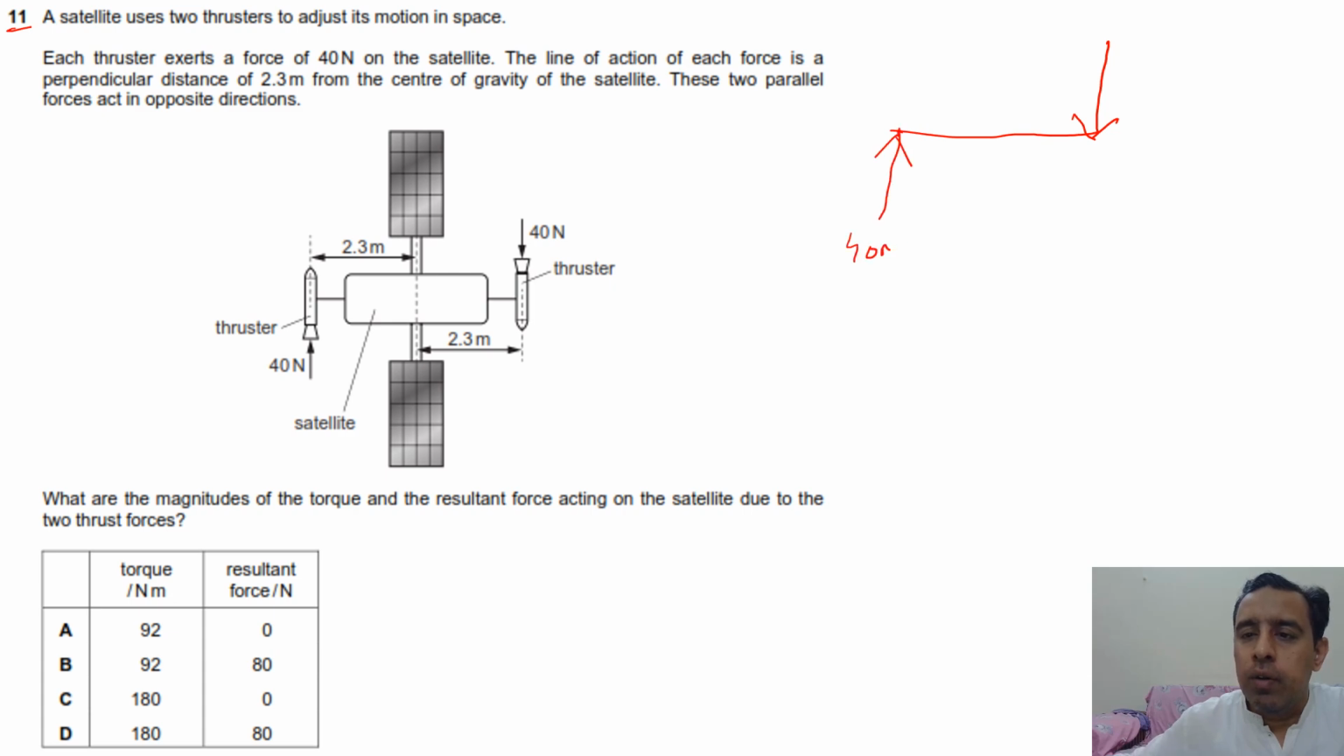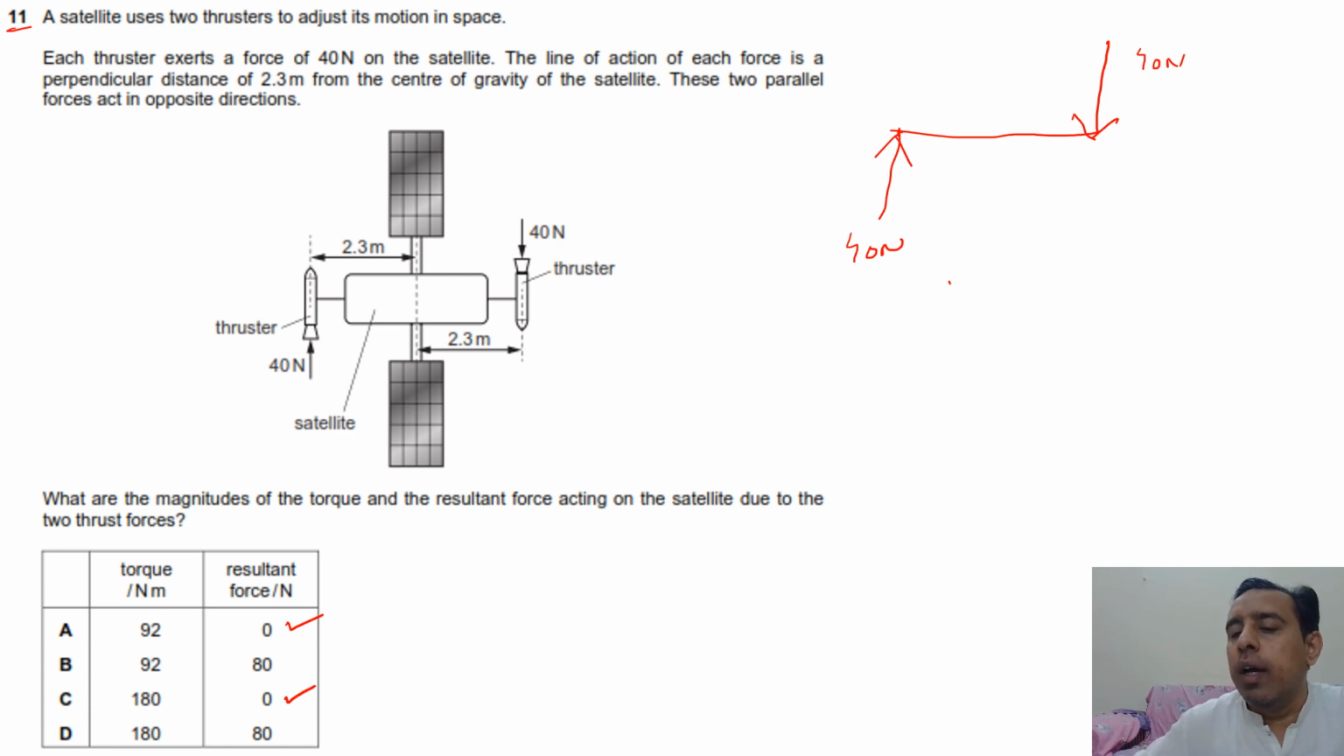So two equal and opposite forces acting on one body. So the net force is 0 because the sum of the upward and downward forces are equal. So there is no resultant force. Option A and C.